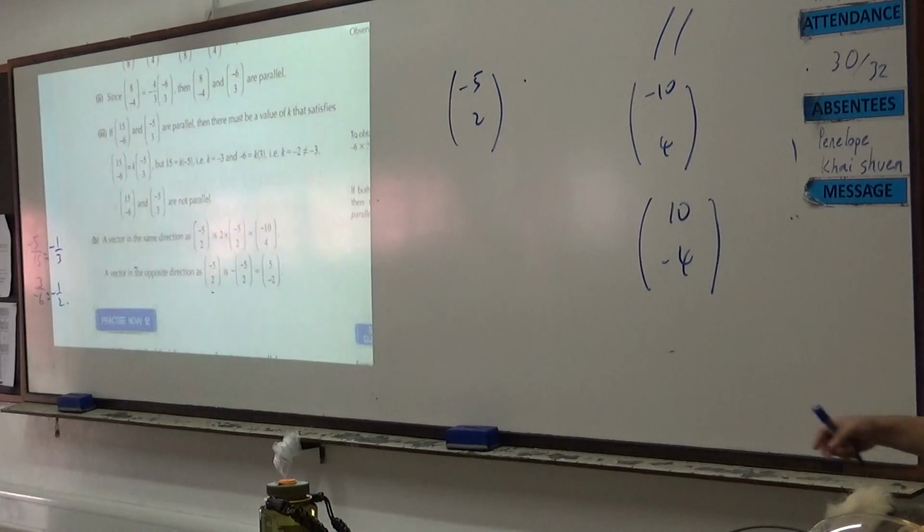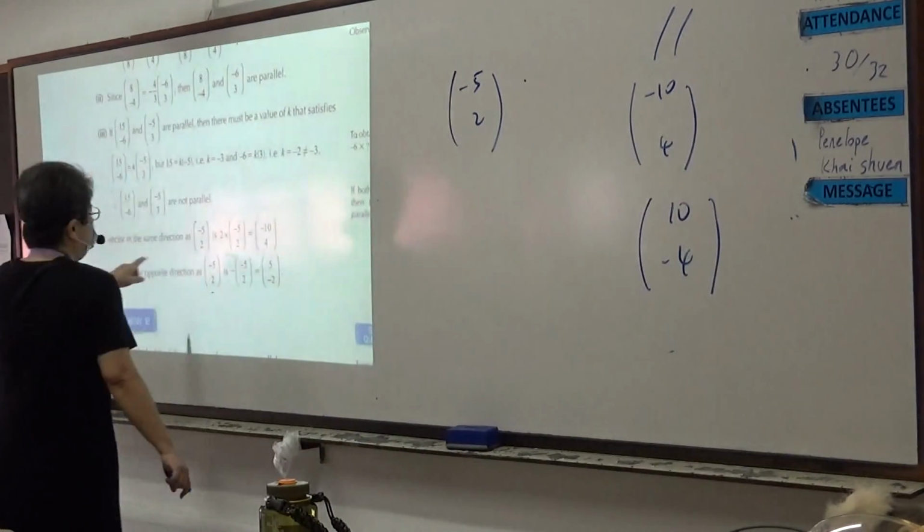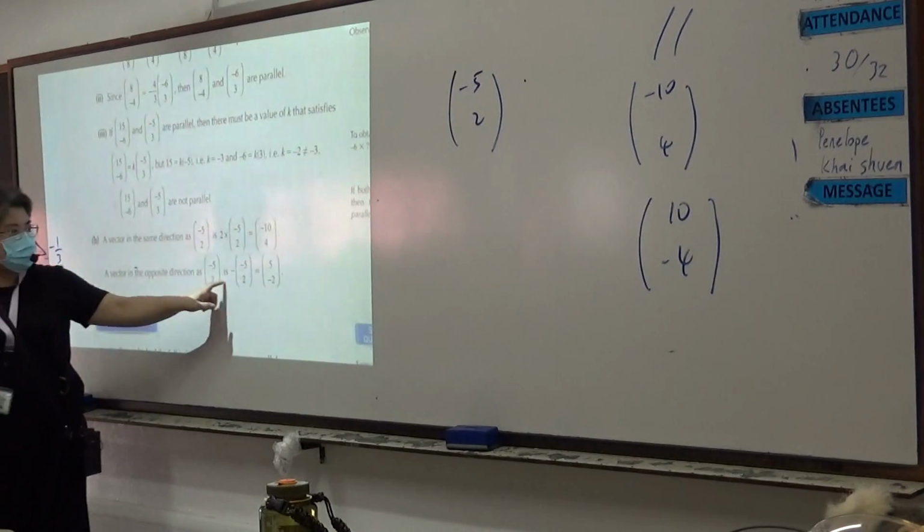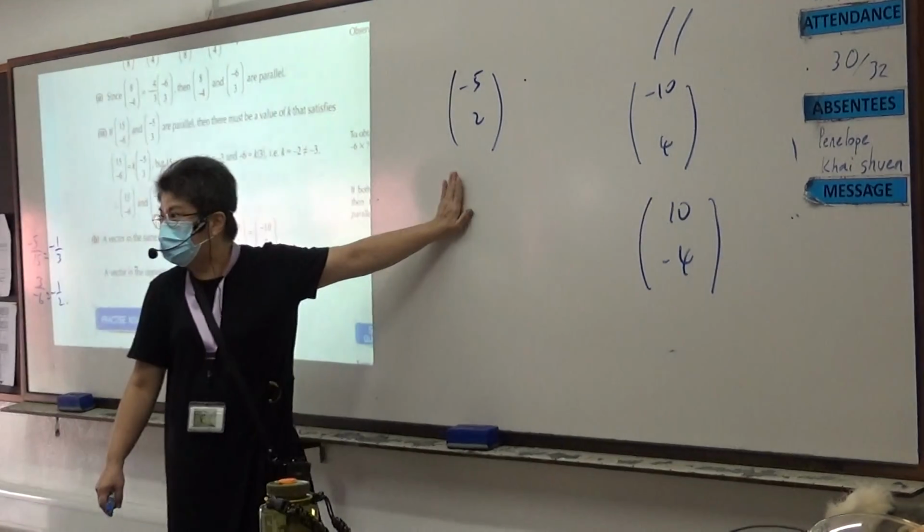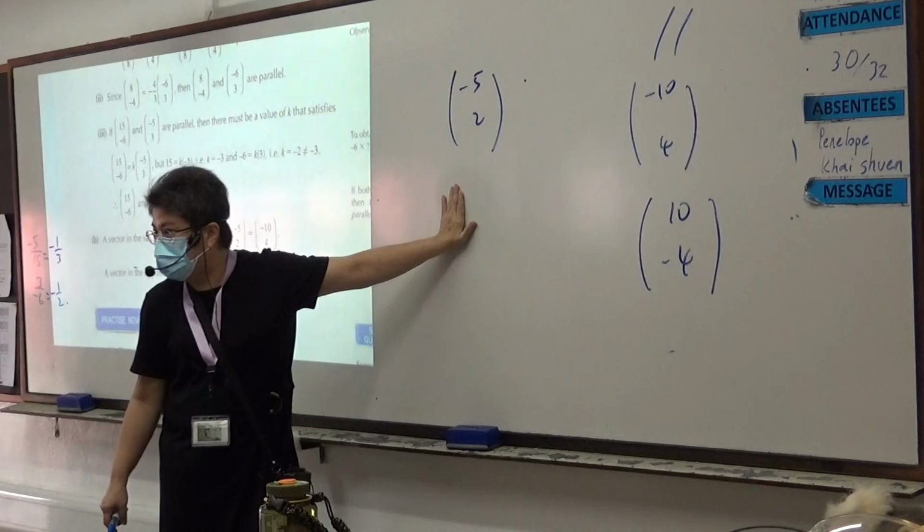Okay? So if you look at the answer, okay, it's exactly what I've said. Alright? 2, this one, then opposite direction, you take the negative of it. Even if you take the negative of this one, it's fine. It's the same magnitude. Can you see what I'm talking about?